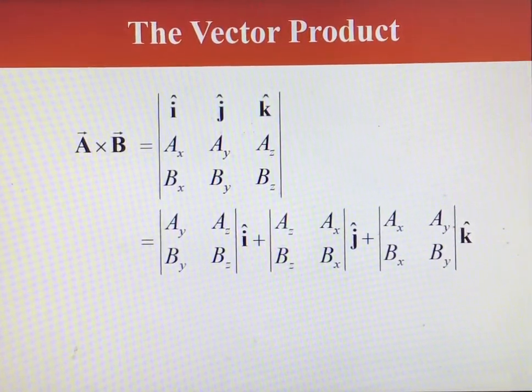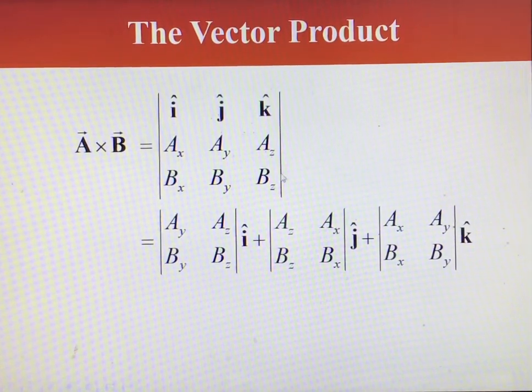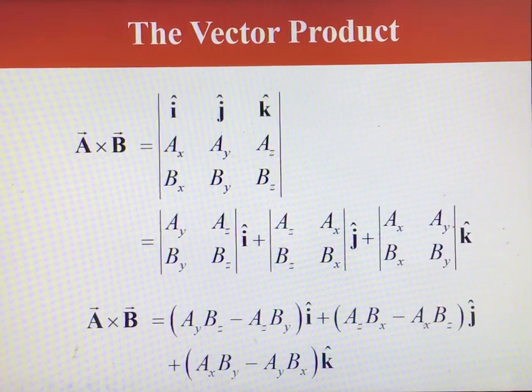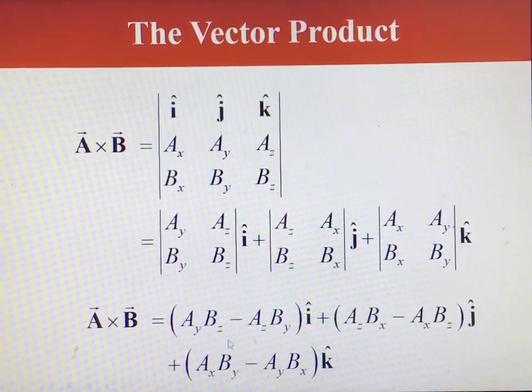Also notice that the cross product of two vectors can be calculated by taking the determinant. So for example, if you do a cross b, you can write it in this form. So again, this is just a review.